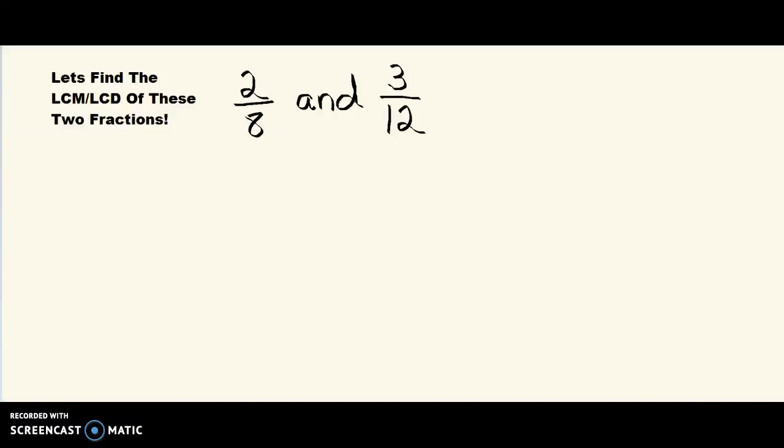Okay, so let us do a quick video on how to find the least common multiple or least common denominator of these two fractions. The two fractions I'm talking about right here are 2/8 and 3/12. You might look at these denominators and think, oh my gosh, they're big, I can't figure out what it would be. Well, we're definitely going to work through that. Hopefully you have a piece of paper and a pencil or pen so that you can work along with me. Let's begin.